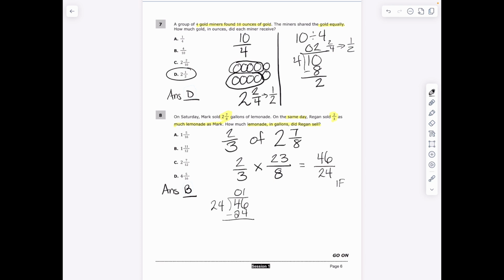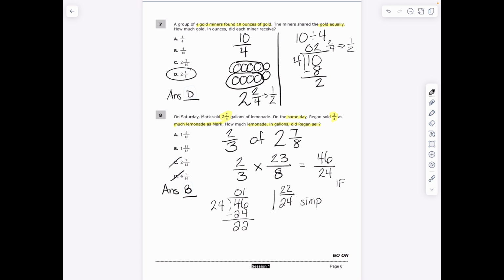And that's going to leave me with 22. So I have 1 and 22 out of 24. So automatically I can get rid of these two. Boom. Okay, so far so good. I have 2 choices here. I don't see it because I do have to simplify now.